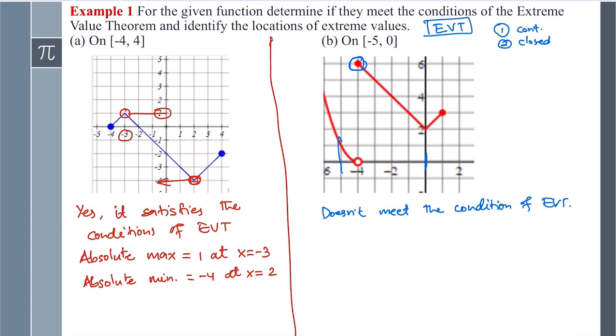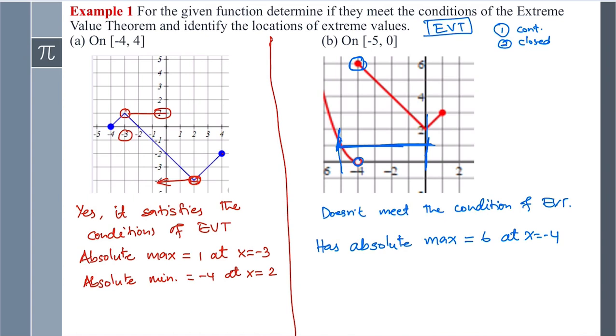So now this one has an absolute max, and that value is 6 at x equals -4, but it does not have the minimum value. If you look from here, this is a hole, so there's no minimum here. And if you go up to here, we really can't identify where that minimum is. So it's hard to say where that minimum is, so it has no absolute minimum.